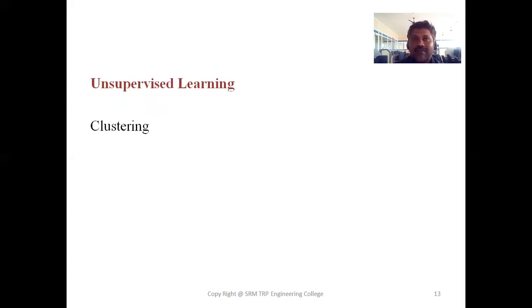Then the second technique is unsupervised learning. Suppose we are not aware of the class label. At that time, I am going to group the similar items as a group. That grouping we are going to call clustering. In clustering, the simplest is k-means clustering. The k indicates the number of clusters. Apart from k-means clustering, we have density-based clustering, and then hierarchical clustering.